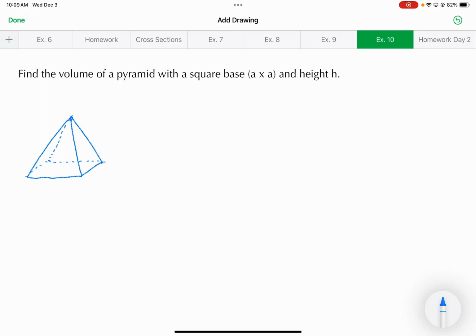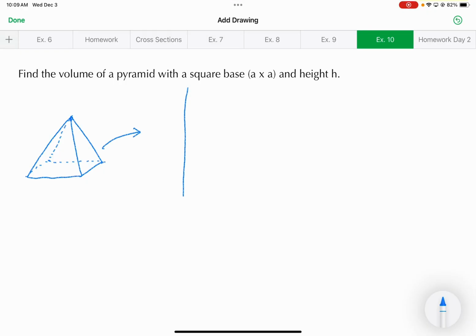Do you guys remember how to find the volume of a pyramid? 1/3 area of the base times the height, right? So 1/3 a squared times our height is our target answer. It's what I want to end up with, okay? But what I need to do in order to do calculus, in order to find it, is put this on an x, y axis.